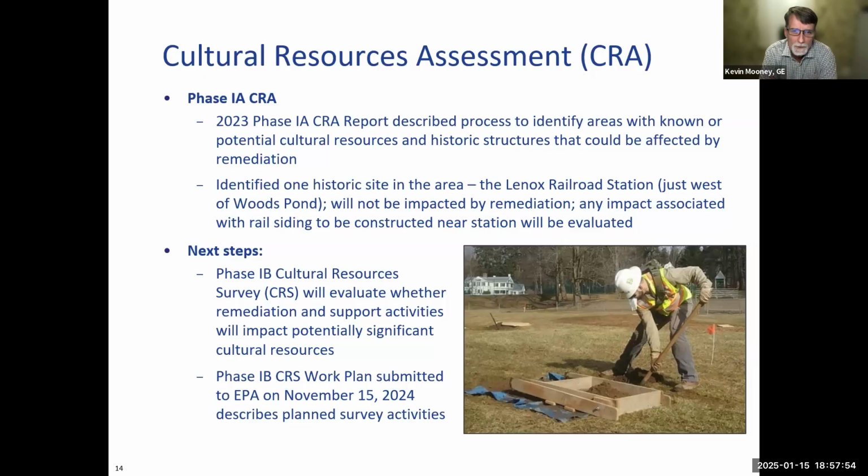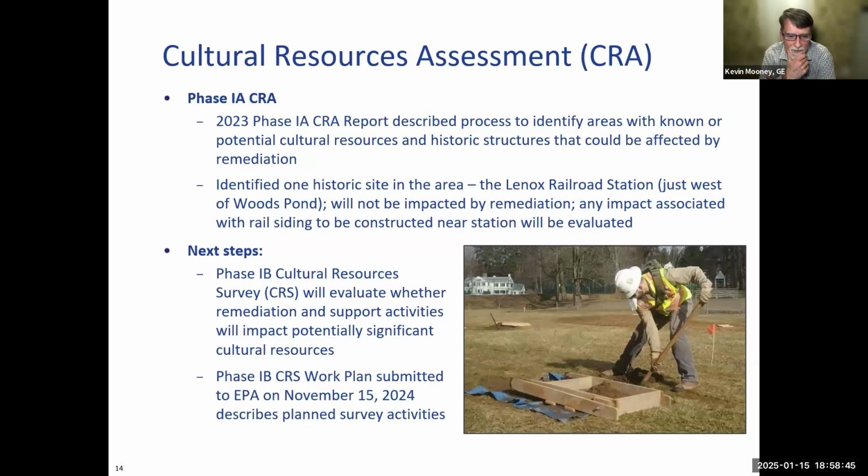One historic site was identified, and that is the Lennox Railroad Station, which is just west of Woods Pond, located along the railroad tracks. While it will not be impacted by the remediation, the area adjacent to the Lennox Railroad Station and very nearby is potentially a site for a railroad siding. So the impact on the Lennox Railroad Station will need to be evaluated. One of the next steps, which is referred to as the phase 1B cultural resources survey, will evaluate whether remediation support area activities will impact significant cultural resources, essentially any areas that potentially contain archaeological sites.